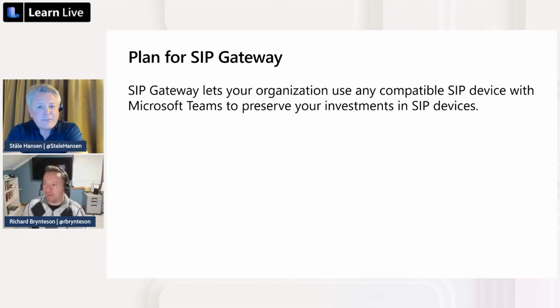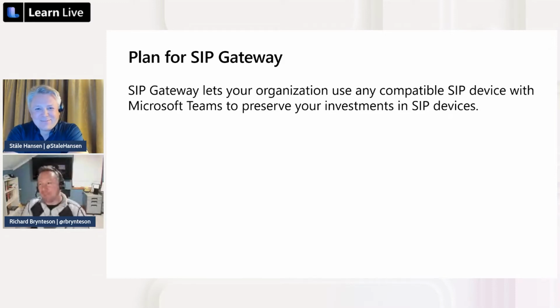3PIP, what does that stand for, Richard? It's the program, I always forget what it stands for. Yeah, it's third-party IP phone. Third party, yeah, there you go. I always just said 3PIP all the time. It's the phones that were compatible with Skype for Business.